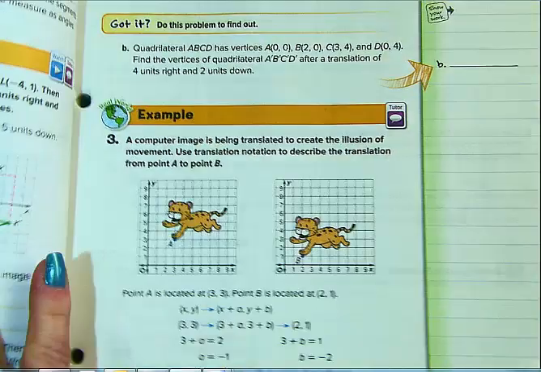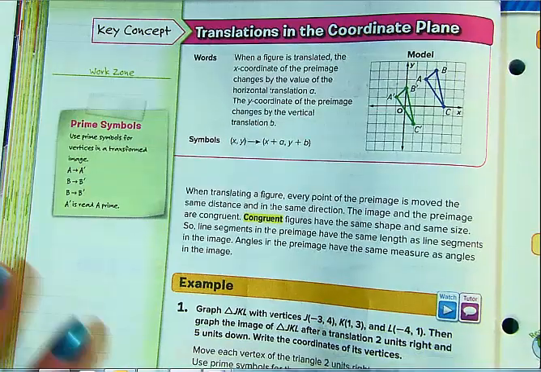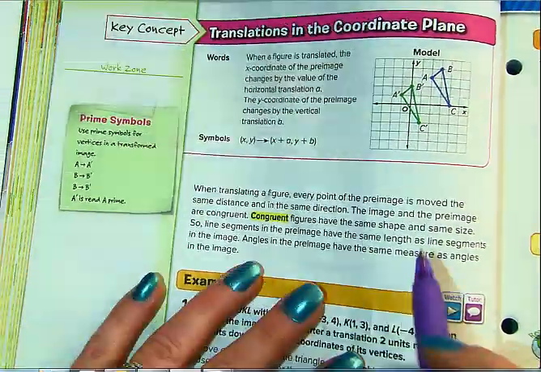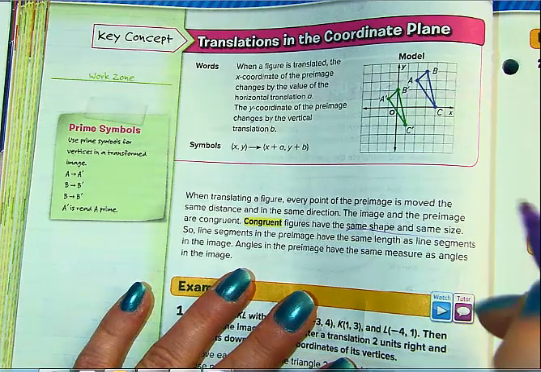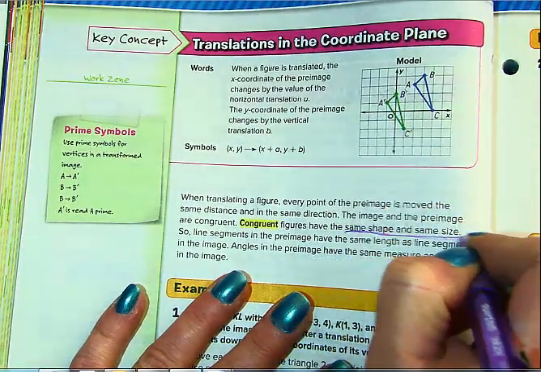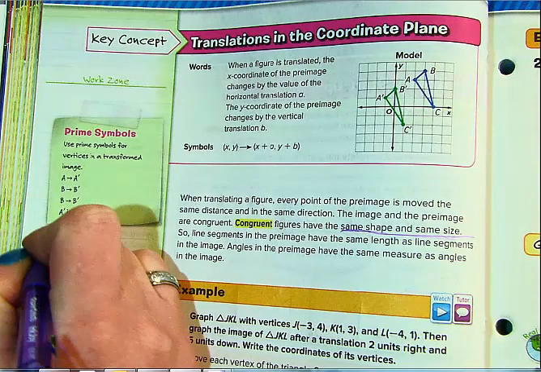Okay? So let's look over here. Now we're talking about congruence. And congruence just means the same shape and the same size. So if I translate an image, let's say I translate a letter L.